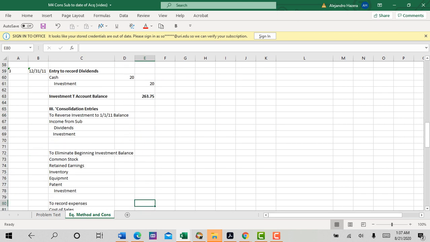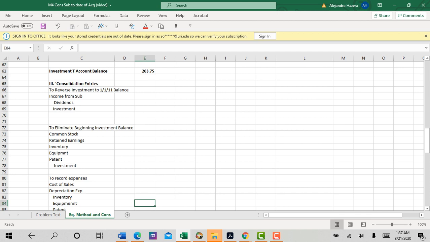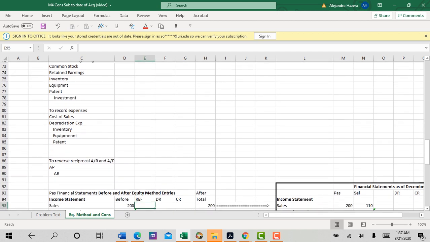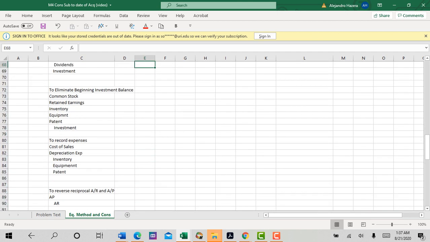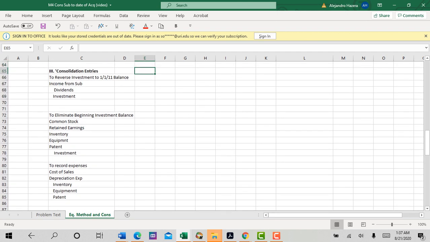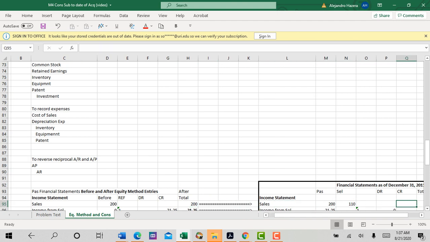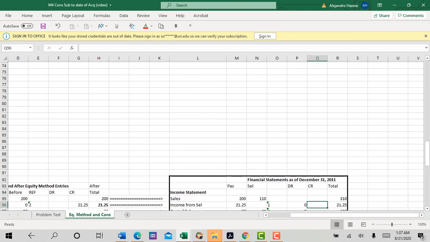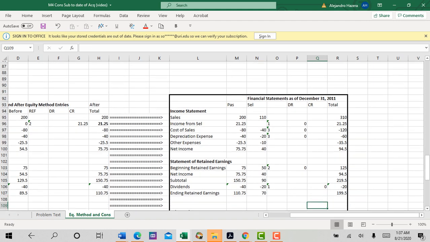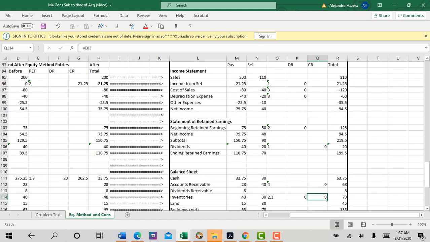So now we're ready to do a consolidation. In the last video, we're actually going to do a consolidation. And these right here are the consolidation entries. These are done on a working paper. I'll emphasize this in the next video. Those will be placed in this consolidation, the black box. I'll show you how to place them in there.